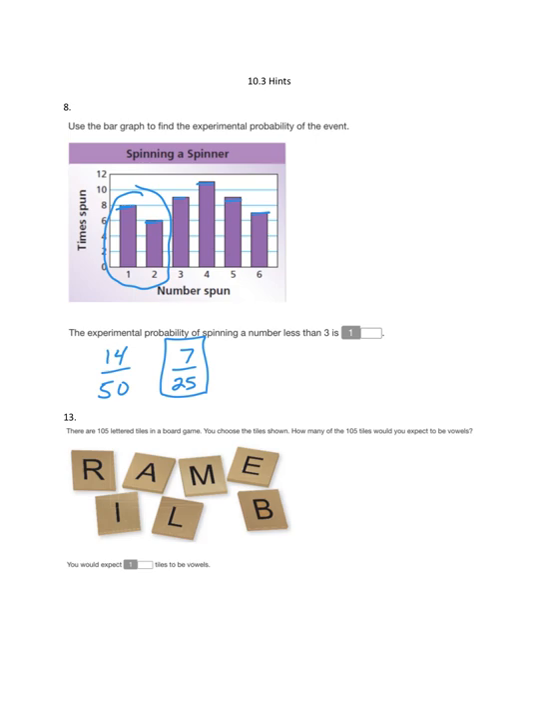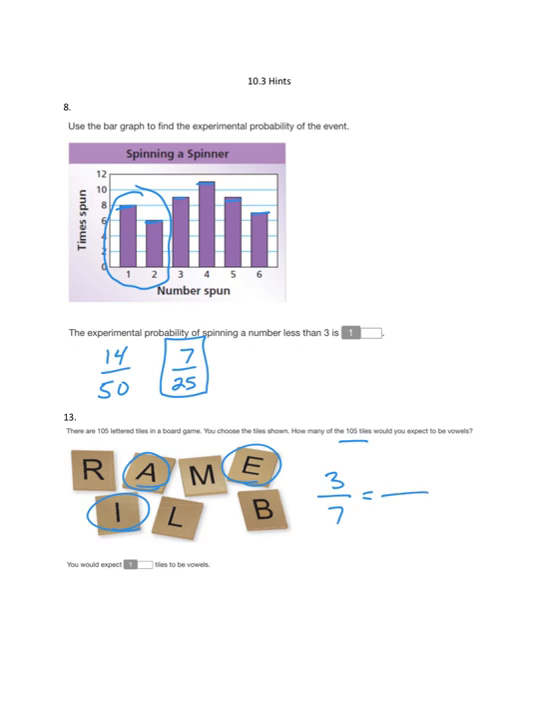All right, then we have this problem with the lettered tiles and a board game. You choose the tiles shown, 7 letters. How many of the 105 tiles would you expect to be vowels? So we can look at the experimental probability of choosing a vowel. There's 1, 2, 3 vowels, so 3 out of 7.